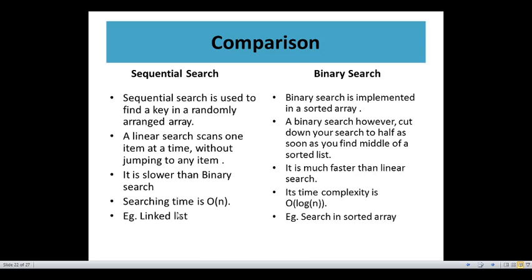In a sequential search, time complexity is O of n because we compare all the elements. Suppose there are 10 elements, then 10 comparisons are required. In a binary search, time complexity is O of log n, actually log base 2 of n. We use sequential search, for example, to search an element in a linked list. We use binary search in a sorted array, which requires time complexity O of log 2 n.